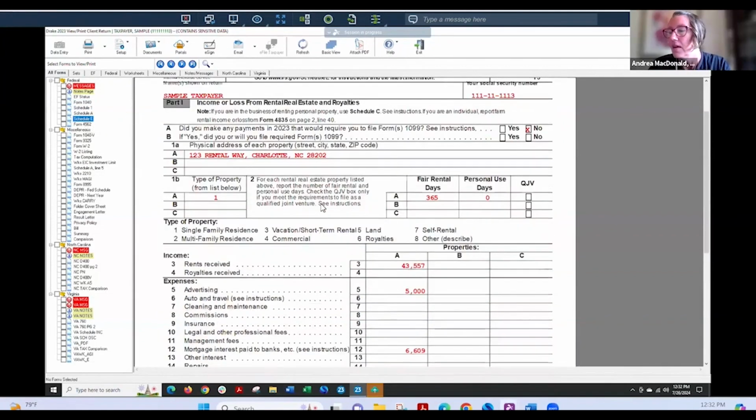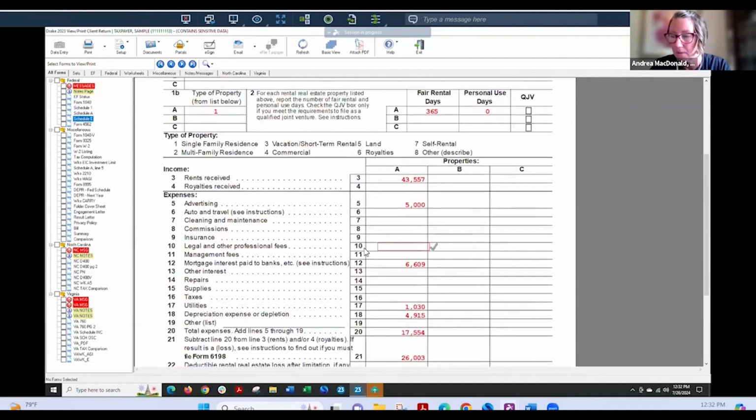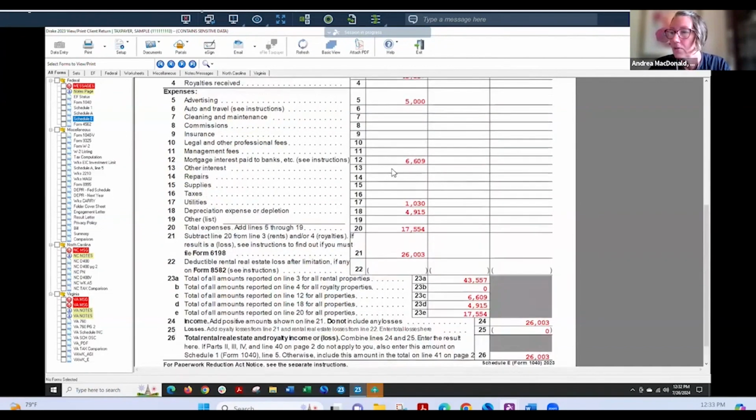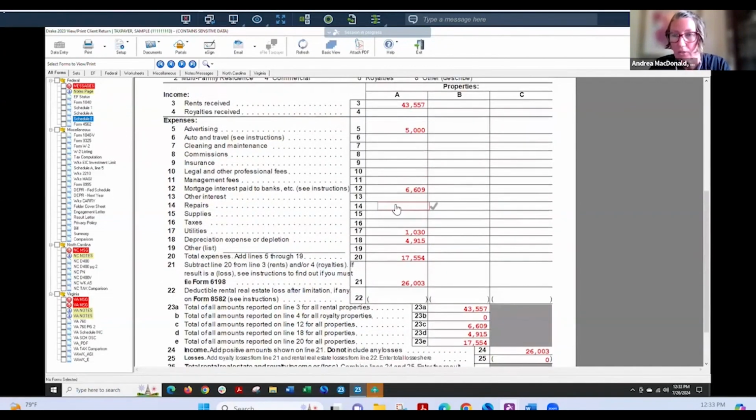Okay, so in this new scenario, the previous version's rental income was $13,557. In this scenario it is $43,557. So we have a pretty significant net income on the rental property schedule, $26,000, instead of a loss of $4,000. Ignore the fact that there's no real estate tax or homeowners insurance on this return. I'm just using the numbers Andy gave me.